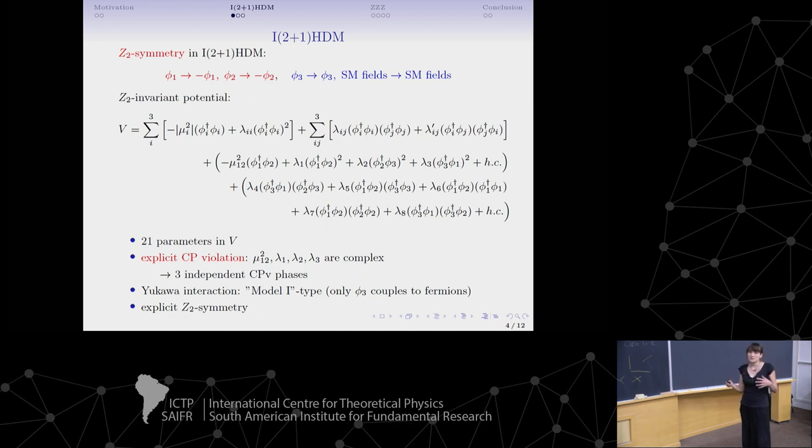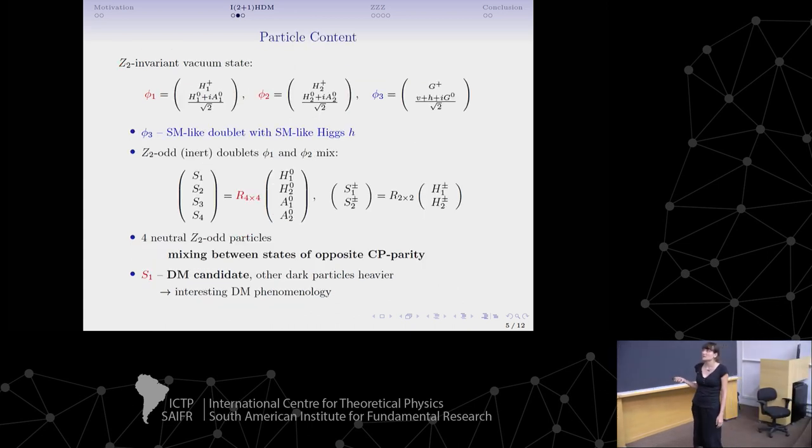And by doing that, we have constructed the explicit Z2 symmetric Lagrangian. Now, if you want to have dark matter, we cannot violate that symmetry. It has to be conserved. Therefore, the vacuum state that we are looking at is the one that preserves this imposed Z2 symmetry. So that means that only this third doublet has a vacuum expectation value, and those Z2 odd doublets don't.